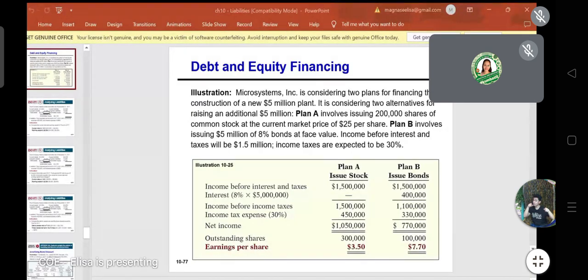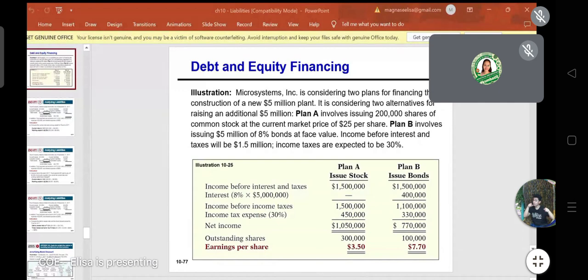So in here, this is precisely how we do it. You have plan A, issue stock, and plan B, issue bond. This is the given income before interest and taxes. So this is the existing financial status of the company, 1.5 billion.